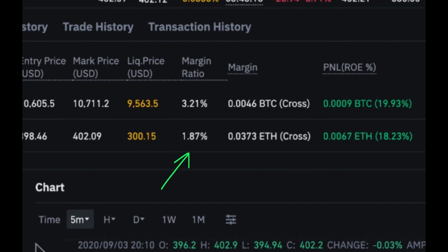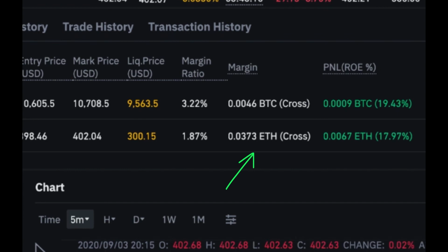Margin ratio is basically our used margin value. So if we take a 100x position, we will see 100% here. Here we see that in cross we use only 0.037 ETH. That means that we used a small amount of our margin. And here we see our unrealized profit and loss.